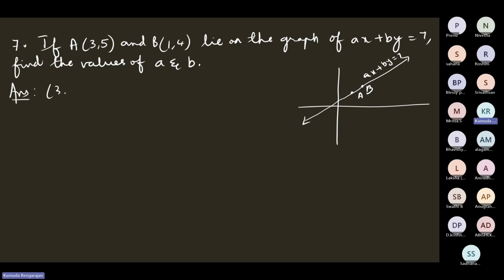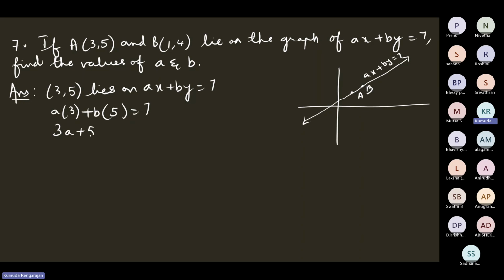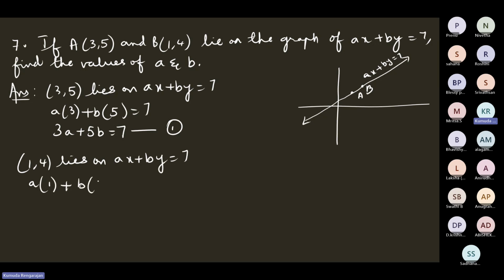So 3, 5 lies on ax plus by is equal to 7. So that means a into 3 plus b into 5 is equal to 7. So we have an equation 3a plus 5b is equal to 7. Then 1, 4 lies on ax plus by is equal to 7. So a into x is 1 plus b into y is 4 is equal to 7. A plus 4b is equal to 7. It's the second equation.